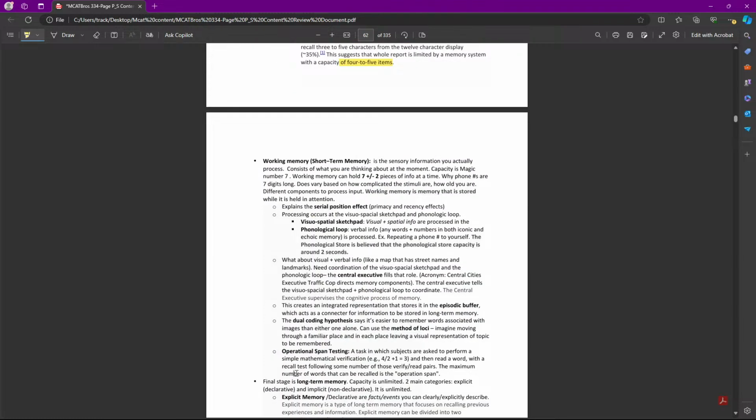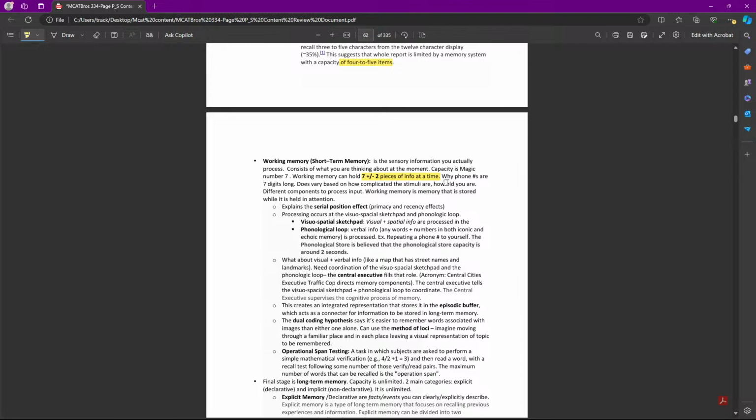Working memory is the sensory information you actually process. It's what I'm using right now to think of examples. Its capacity is the magic number 7. Working memory can hold 7 plus or minus 2 pieces of information at a time. That's why phone numbers are 7 digits long. It does vary based on how complicated the information is or how old you are, and on the different components to process.